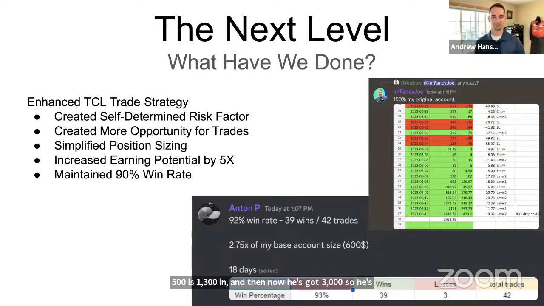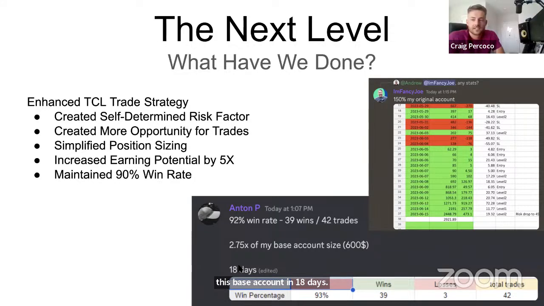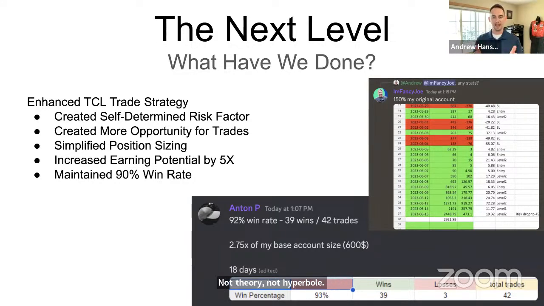There's his trade log. And then Anton right here, he's again maintaining that 90+% win rate. He's won 39 trades out of 42 trades, and he has almost 3x'd his base account in 18 days. Not theory, not hyperbole, not simulation, live trades, real funds, real money.